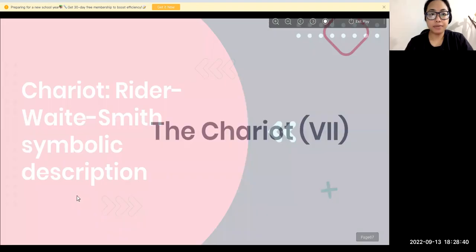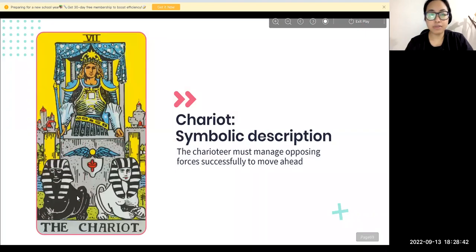Okay, the Chariot. The Chariot is the card number 7. And let's understand the symbols of the Chariot card first. If you look at the card, there is a person riding a chariot, right? There is a black horse and a white horse. It looks like this person has left the palace. If you see behind him, there is a palace, right?